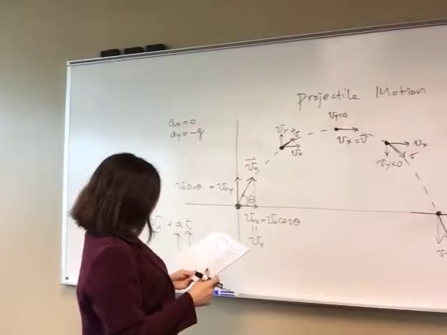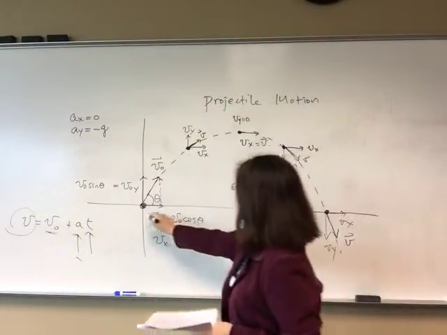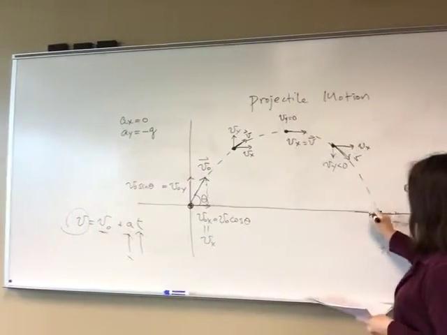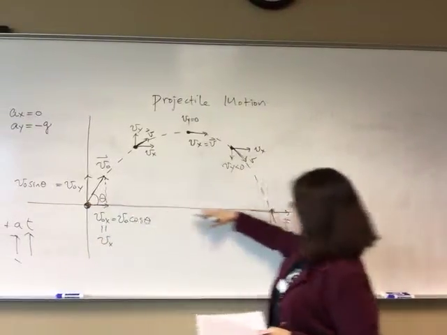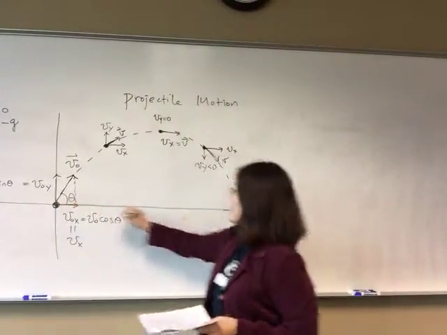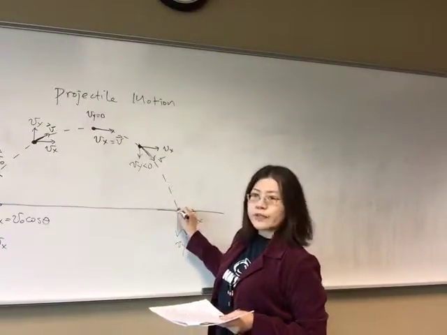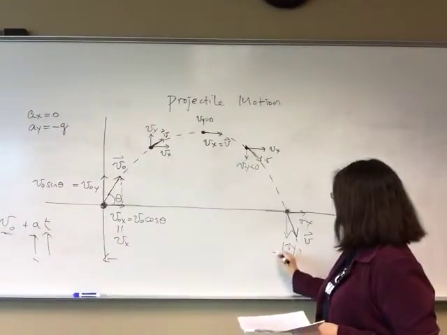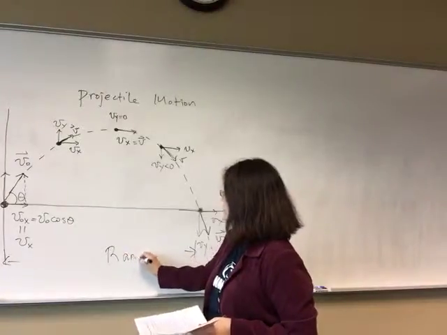And so after we found that, from the starting point all the way to where it reached the same altitude, going back to the same altitude, this horizontal distance is R, which we call the range.